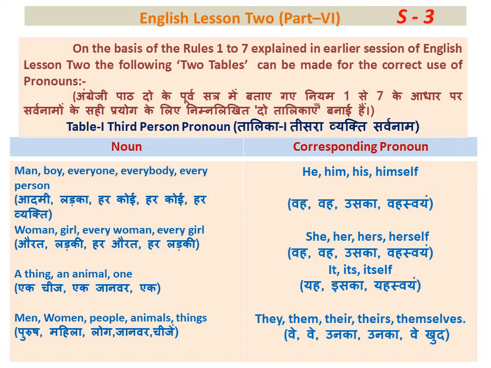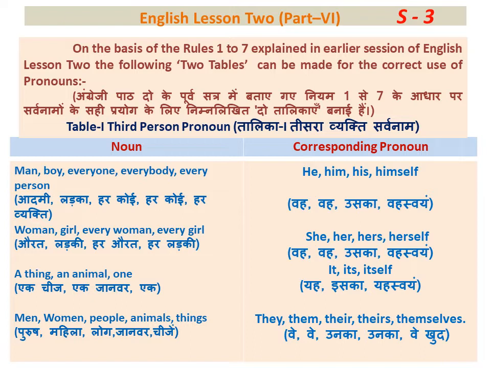So friends, टेबल 1, थर्ड पर्सन प्रोनाउन. तालिका एक में तीसरा व्यक्ति के सर्वनाम के बारे में जानकारी दी गई है. Here are two columns. First, on the left side, noun, and on the right side, the corresponding pronoun. For the nouns on the left side, corresponding pronouns are given. So we'll study them one by one.